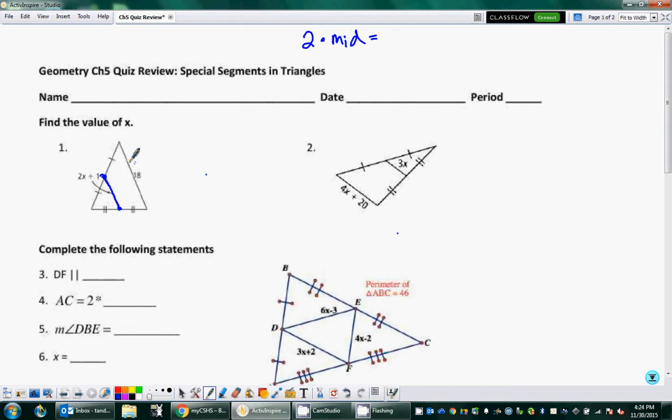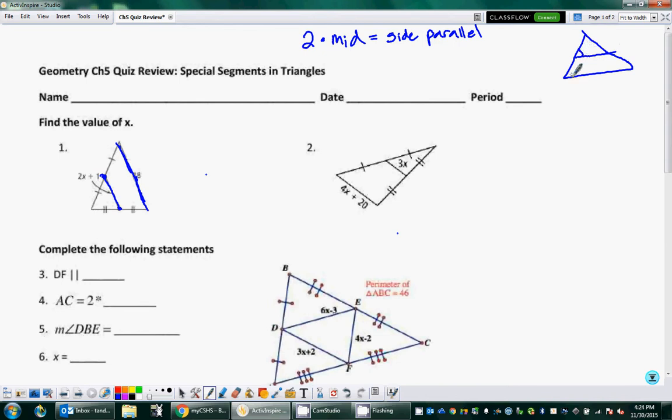The other thing is, since I've got a mid segment running through my triangle, that mid segment is parallel to a side, and because of that, the corresponding angles are going to be congruent. So there's 2 things we're looking at here.